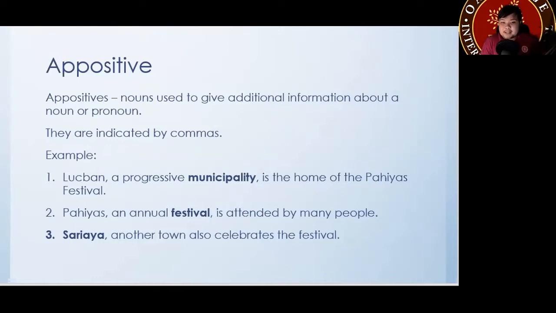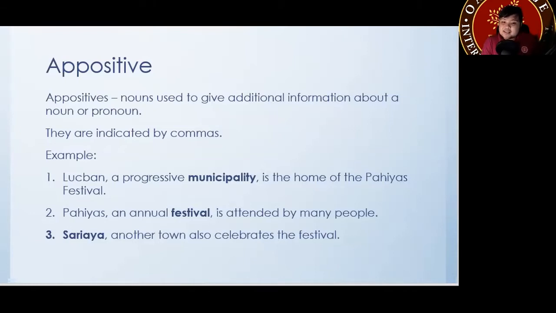Lukban, a progressive municipality, is the home of the Pahiyas Festival. Okay, now, you have like 2 subjects there. You have Lukban and we have municipality, which is the subject there. Now, if you would see, the phrase a progressive municipality is inside 2 commas, okay? Therefore, since it is inside 2 commas, this is the appositive, the added information. And municipality there talks about Lukban, okay? So the subject in sentence number 1 is Lukban, and the appositive, the added information, is municipality. Next, 2.